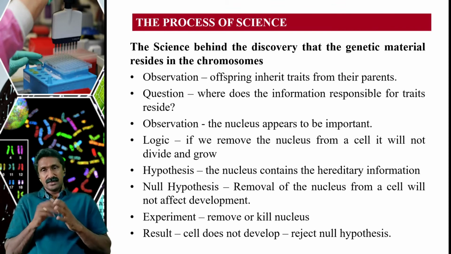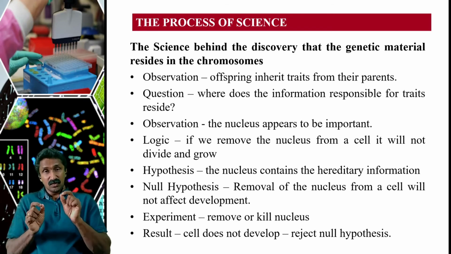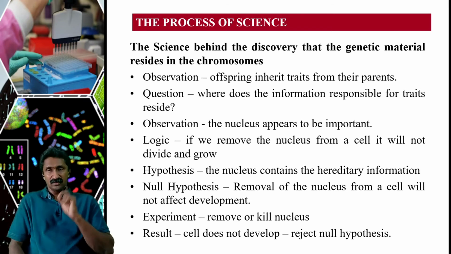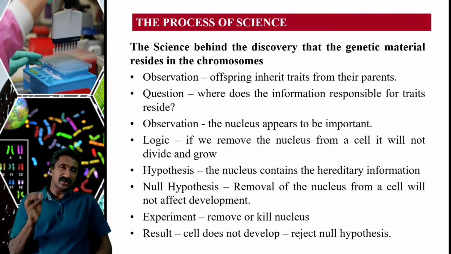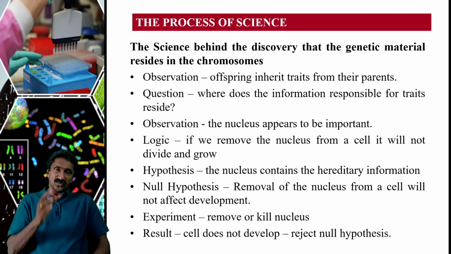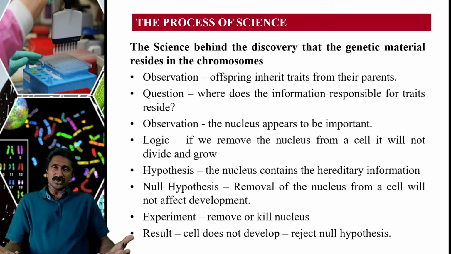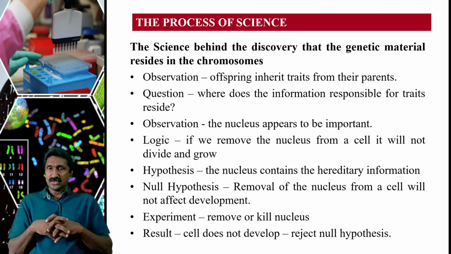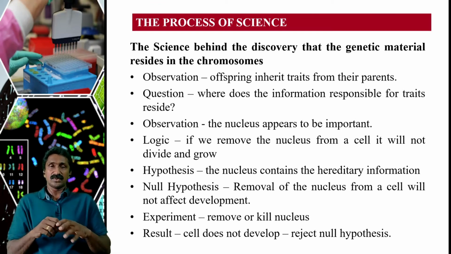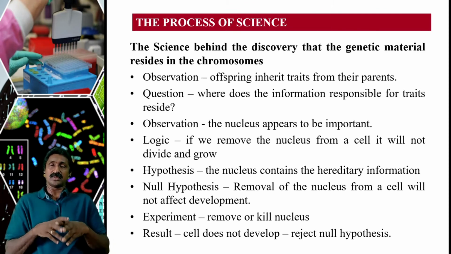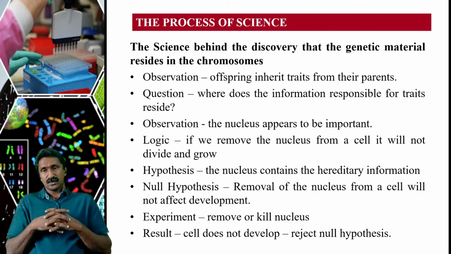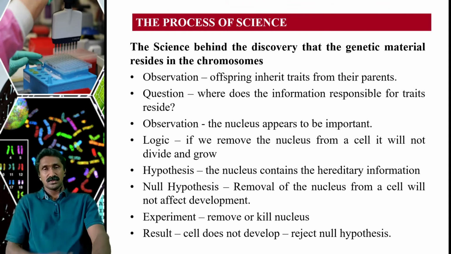Then the null hypothesis is something like: removal of the nucleus from the cell will not affect the development. Now, if the null hypothesis is there, you just need to design an experiment to kill the nucleus. If you kill the nucleus and it doesn't affect the cell development, then the null hypothesis is supported. But the result is that cells do not develop. So you reject the null hypothesis, which means our hypothesis, that the nucleus contains a hereditary element, can be supported. So this is how the process of science works.